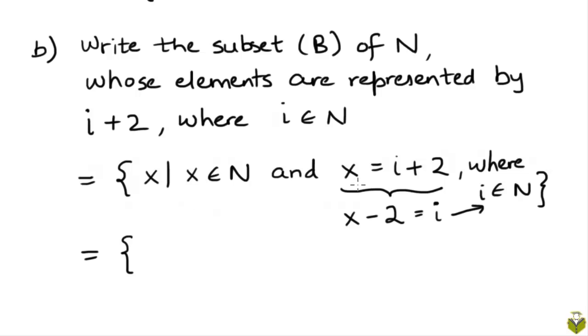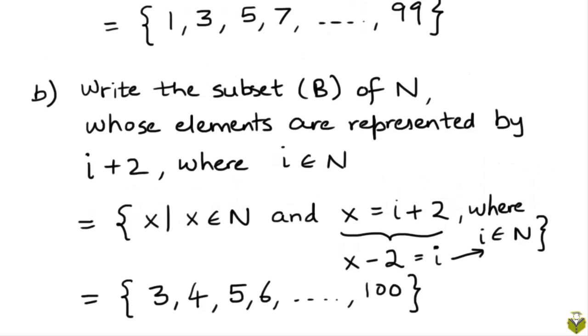What about 3? 3 can be written as i plus 2, where i belongs to n, because if we subtract 2 from 3, we get 1, and 1 belongs to n. So for that reason, 3 would be an element of B. Similarly, 4 would be an element of B, because 4 minus 2 is 2, and 2 does belong to n, so 4 belongs to B. Likewise, 5, 6, and all the numbers up to 100 would be elements of B. The number 100 can be written as i plus 2, where i is 98, and 98 does belong to n, so 100 will belong to B.